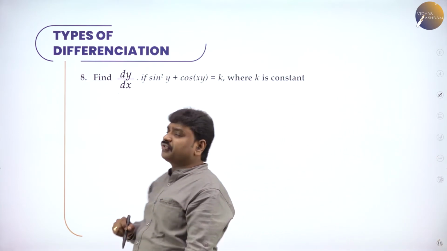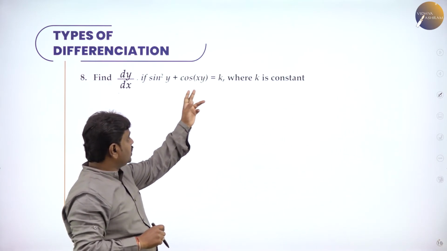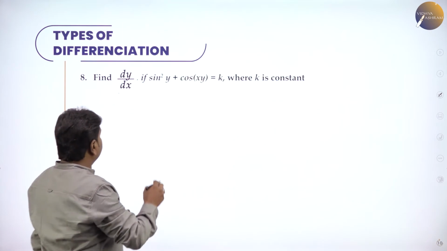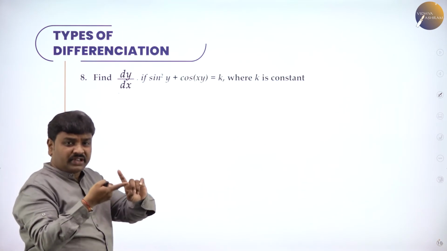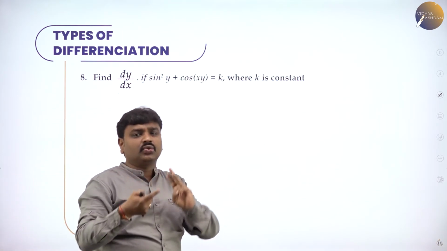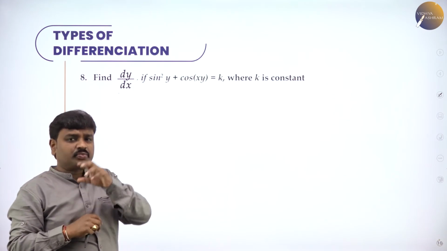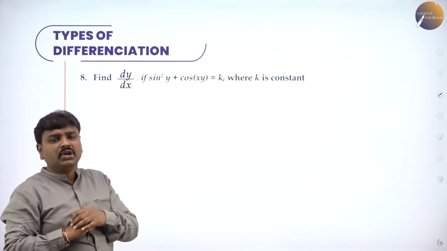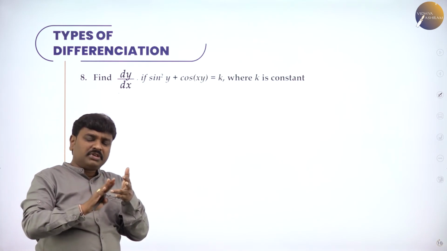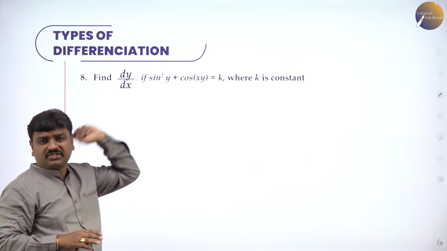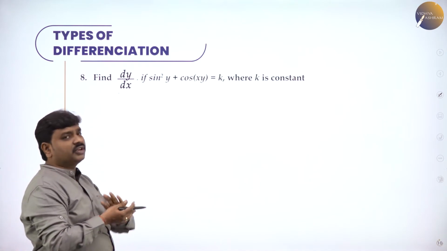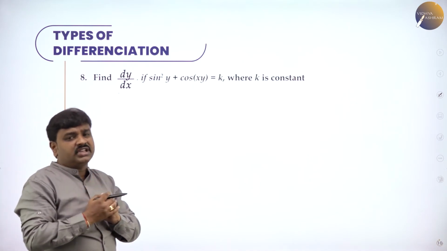Differentiate dy by dx if sin square y plus cos xy equals a constant. Again, first you should be thorough with the rules of differentiation and the chain rule. Wherever necessary, you should use the product rule and quotient rule. If there is a product of two functions, you should use the product rule. After learning all the formulae and becoming thorough with the rules, you can go ahead with implicit differentiation. Again, it is implicit because the function y is not separated.